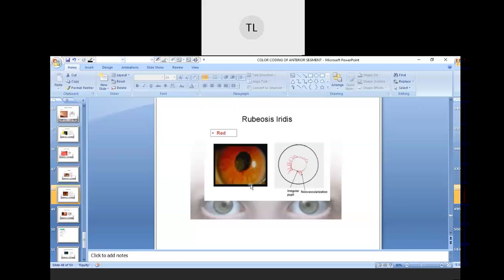But in case of rubeosis iritis, what happened? Look at the first picture. You will see in this portion, at the iris portion, some reddish area, especially more at this portion, right? This is actually the new vascularization that is taking place inside the iris. Okay, so this is your rubeosis iritis.